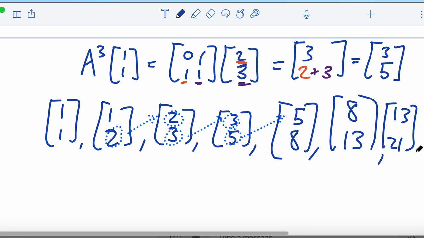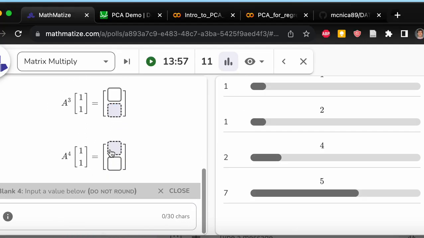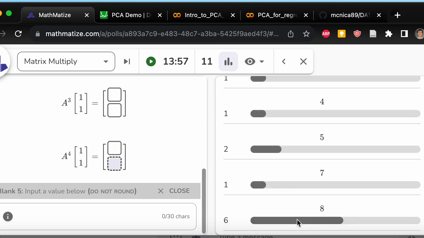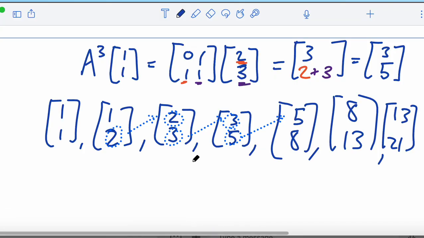Okay, let's see how many people got the one I asked you for. Right? The last one, the last entry. Ooh, it's a little split, so people were guessing. Only 6 people saw the pattern. So the pattern is, move it up, add them together, that gives you the new number.